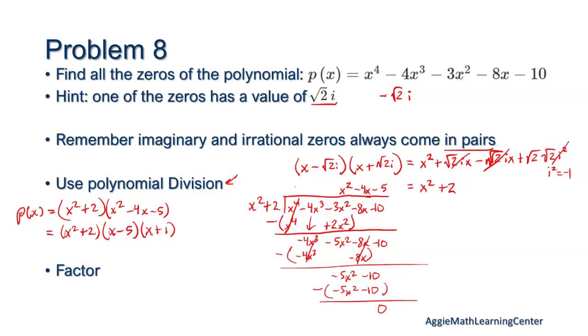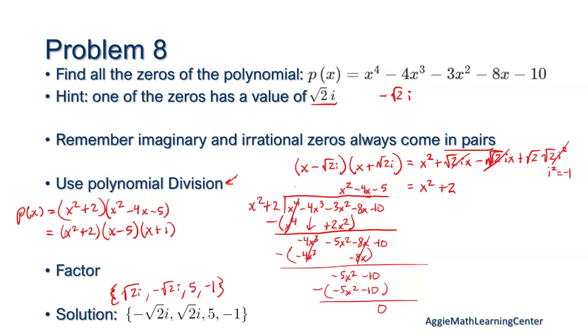So then our list of zeros will be our two complex, imaginary zeros. So we have square root of 2i, we have negative square root of 2i, and we take the opposite of these, so we have 5 and negative 1. So there will be our solution. Any questions with that? Okay.